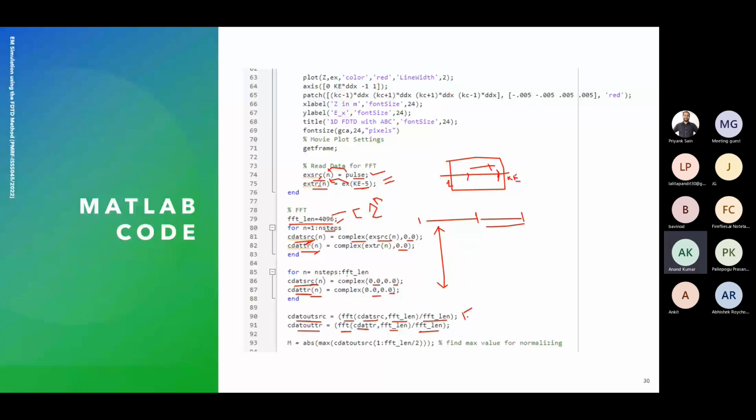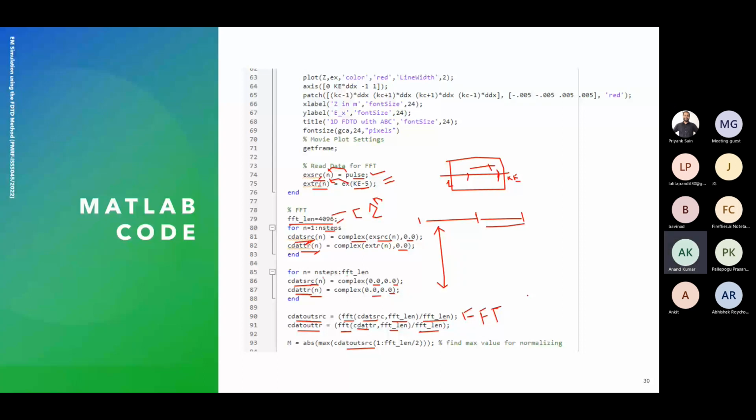So FFT is done over here. We have already got the frequency domain data. And over here, I'm just finding the maximum value from this source and storing it in M, which I'll use to normalize so that the maximum value I see in my frequency domain window is 1. This is not very necessary, but I do it so that it is easier to compare different signals.